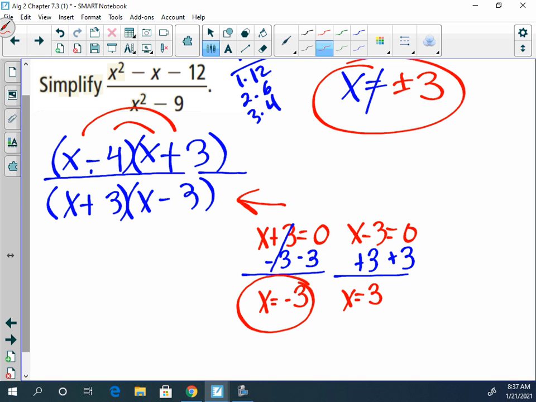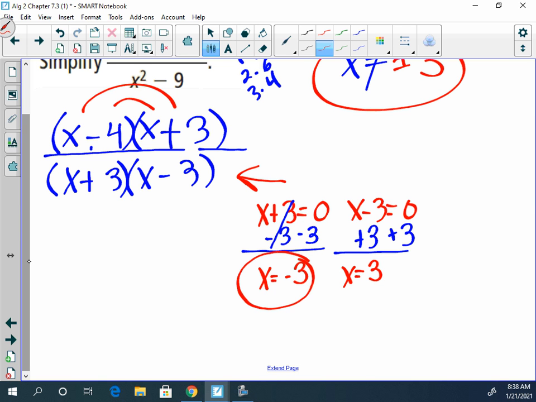Now, it's not always going to work out that we have plus or minus the same number. They can have different restrictions. It just worked out on these first two that our restrictions are the same. Okay. Any questions on any of this so far?